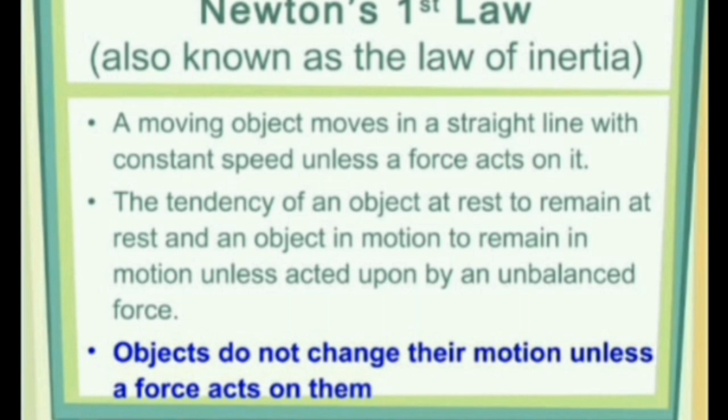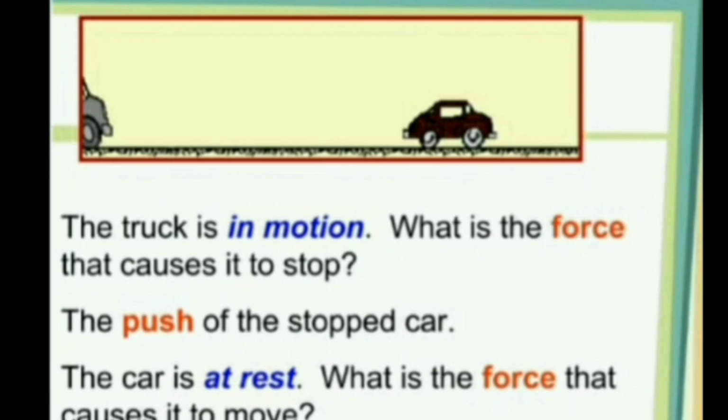It is the tendency of an object at rest to remain at rest, and an object in motion to remain in motion, unless acted upon by an unbalanced force. Objects do not change their motion unless a force acts on them. The car is in motion. What is the force that causes it to stop? The push of the stopped car. The car is at rest. What is the force that causes it to move? The push of a truck.